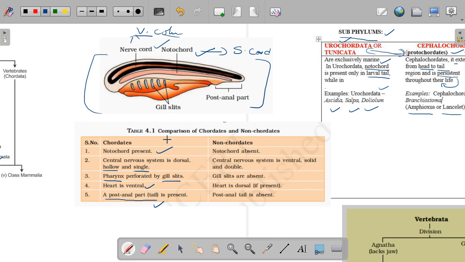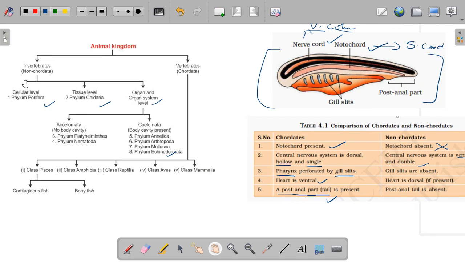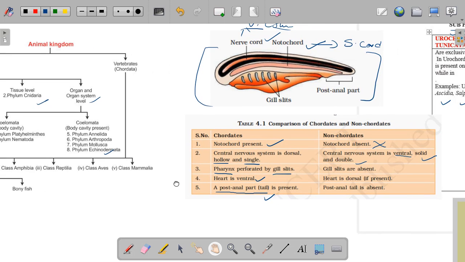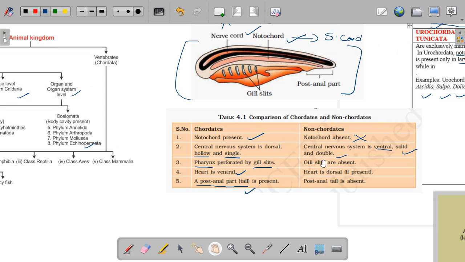And you can see the difference between chordates and non-chordates. They're all completely opposite. They don't have notochord. If the central nervous system is present, that is solid, and they are double in nature, and it is present on the front part of the body, especially in organisms like non-chordates. They don't have gill slits. Heart is dorsal, backside, like you can see in echinodermata. They don't have tail also.